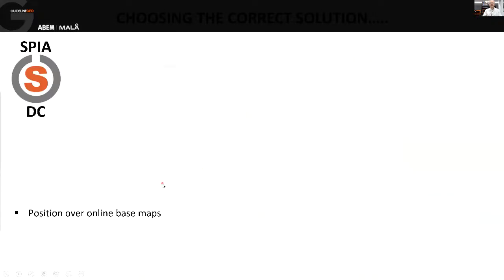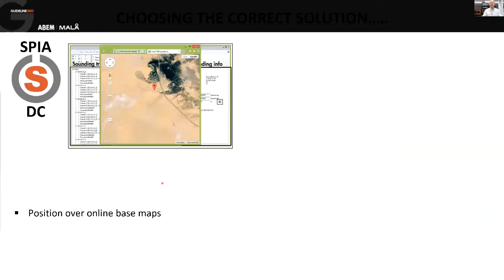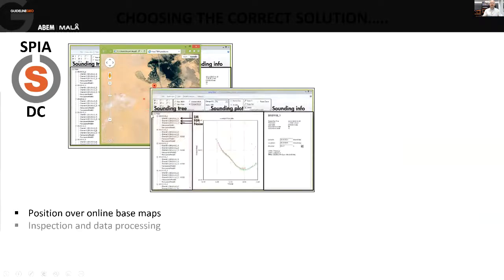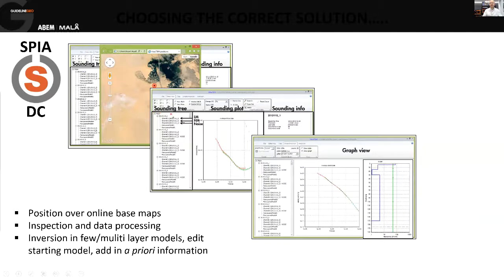SPEAR DC. This has a much more modern interface. It works with tabs. It looks a bit more like a Microsoft environment. It allows us to see all of our soundings on a base map. It again allows us to edit before we do the inversion. It will invert both resistivity and IP.